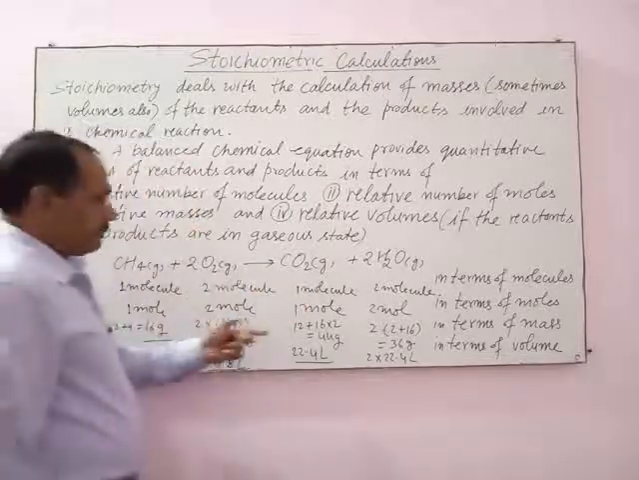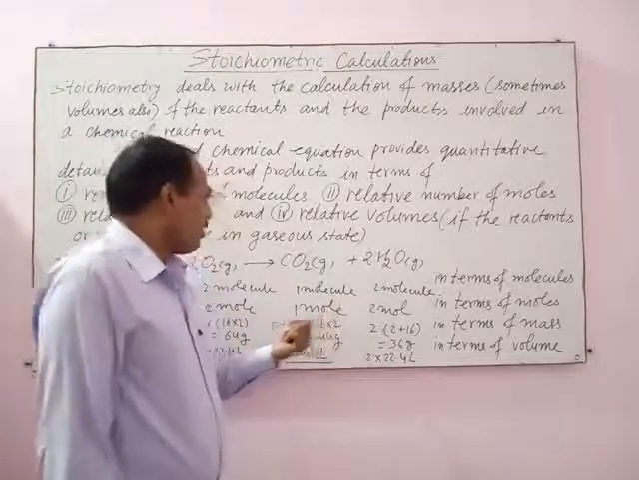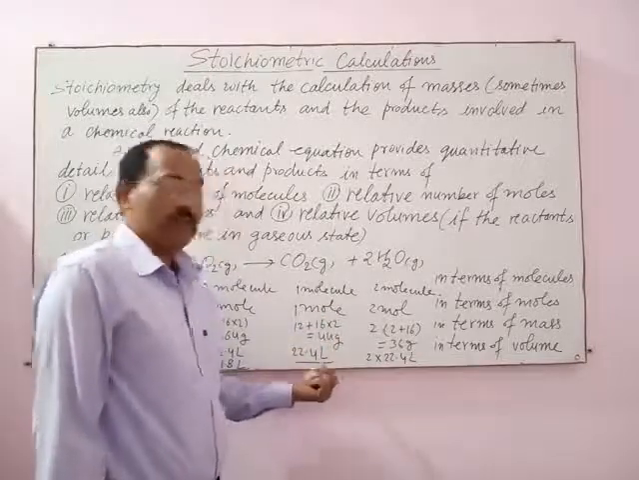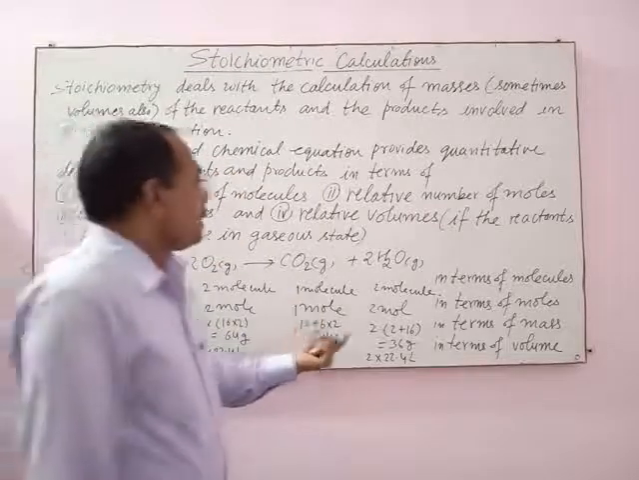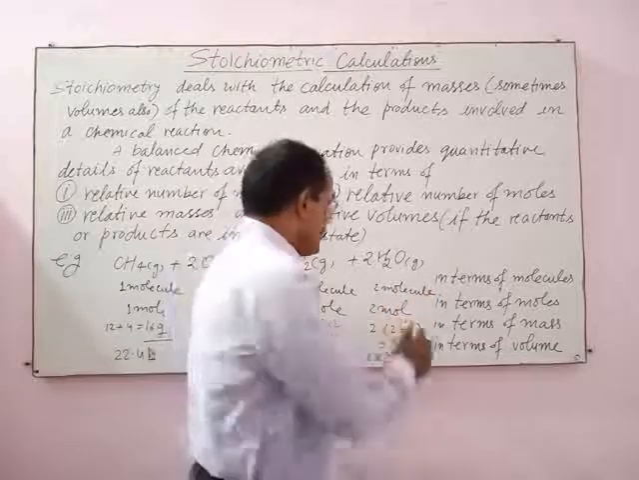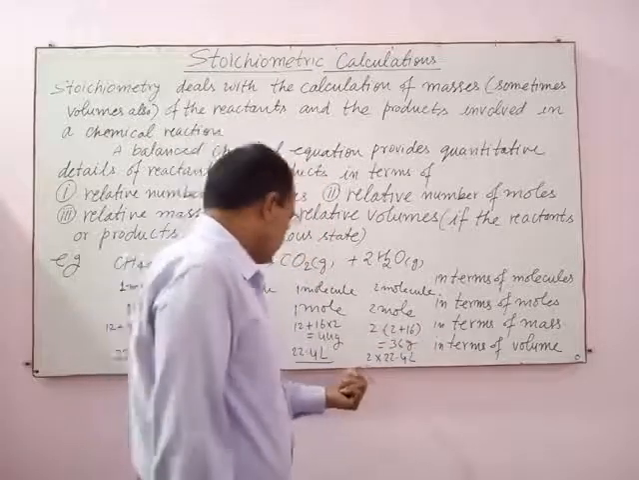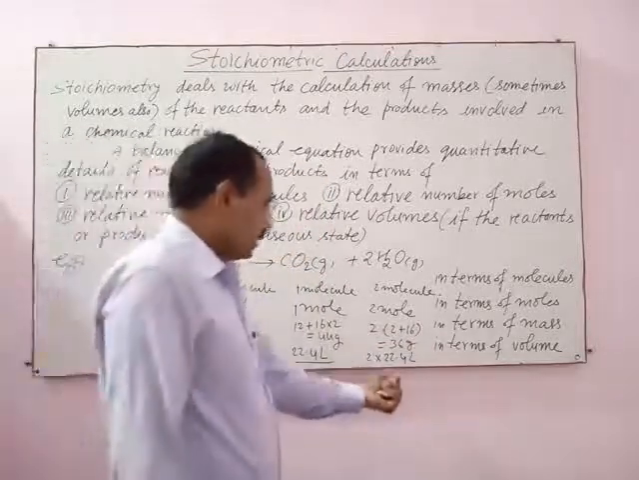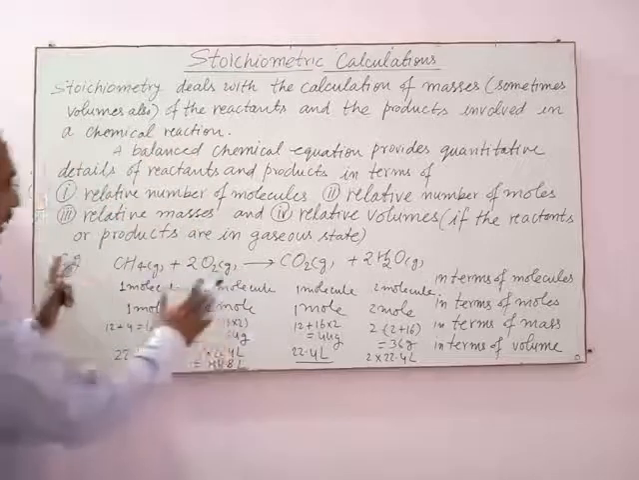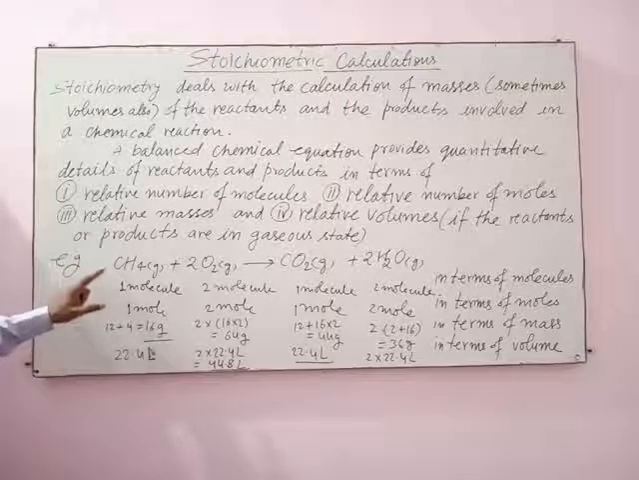These two reactants give 1 molecule of carbon dioxide or 1 mole of carbon dioxide or 44 grams of carbon dioxide or 22.4 liter of carbon dioxide. And similarly, 2 molecules of water, 2 moles of water, 36 gram of water and 44.8 liter of H2O gas are formed in this reaction. This is the general information conveyed by a balanced chemical equation.